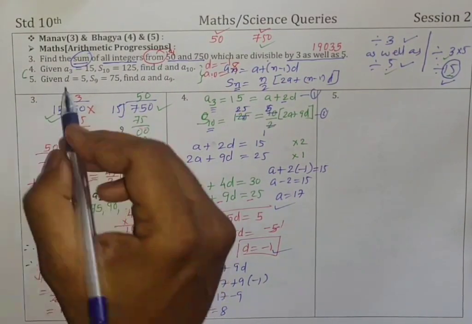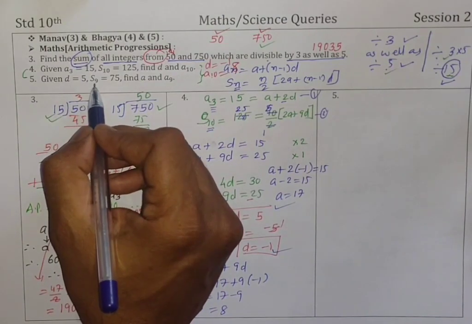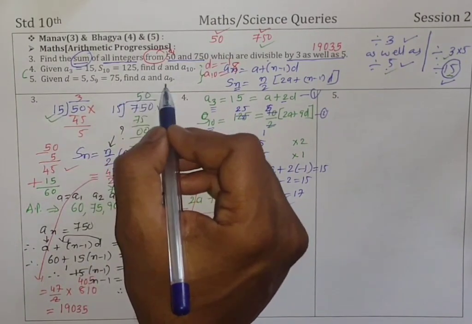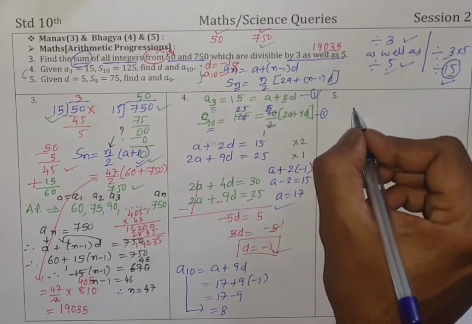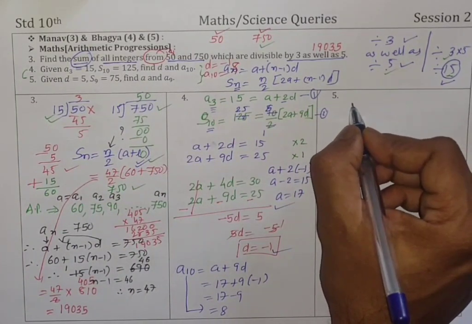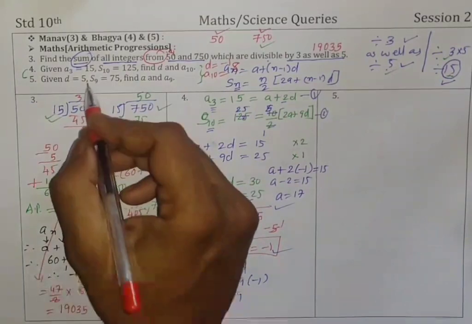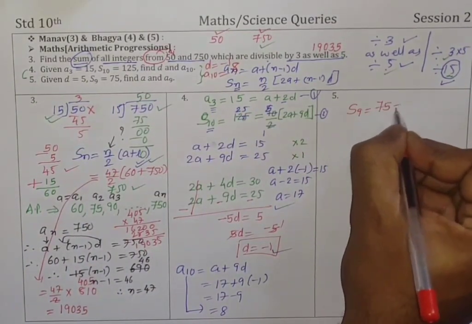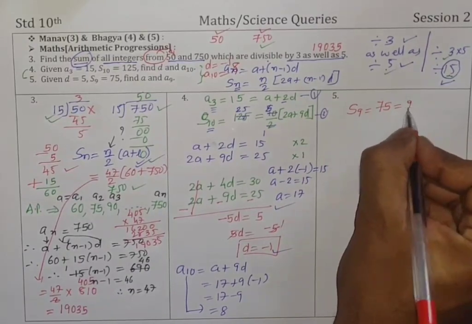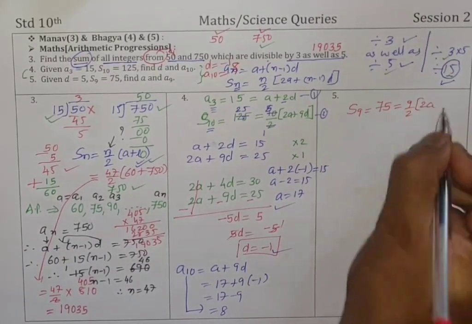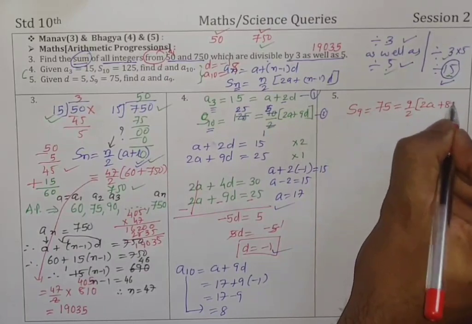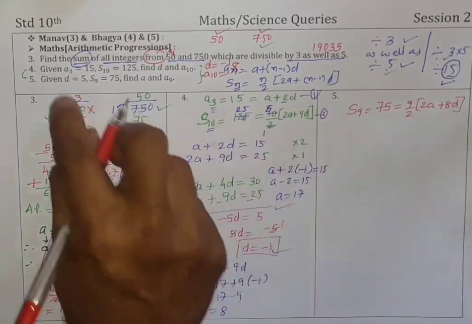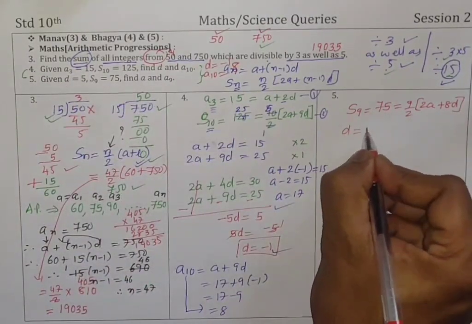A similar question. D is 5 and S9 is 75. Then find A and A9. Now this is better, simpler. Alright, let's see. S9 is 75. That is equal to 9 by 2 into 2A plus 9 minus 1, that is 8D. Now the value of D is known, D is equal to 5.